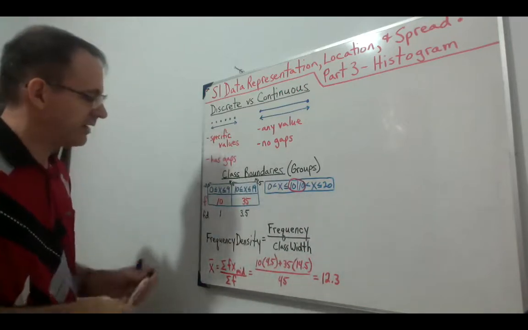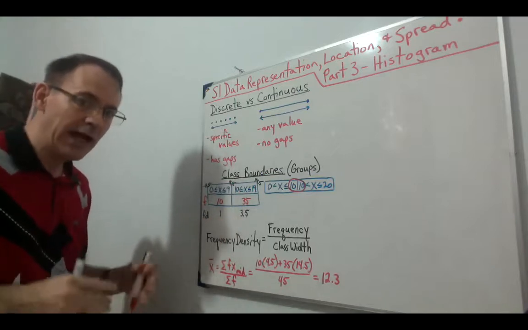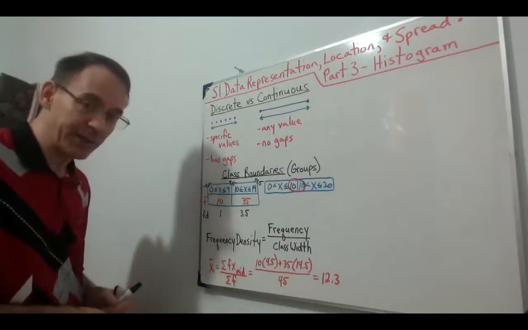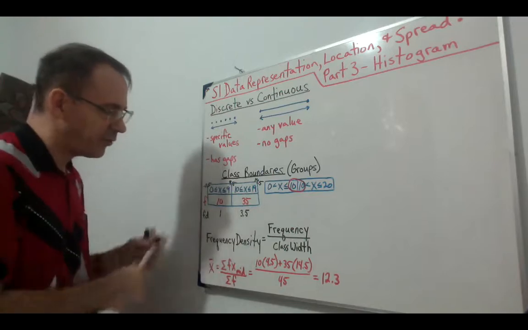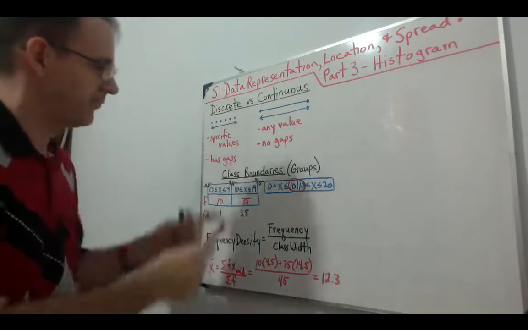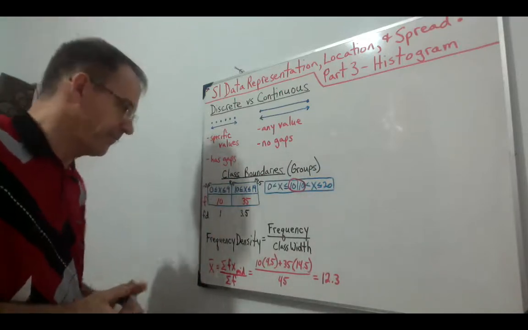Then, as you look at it, you see you have frequency. Frequency tells you how many data points fall within that grouping. So this says there's 10 data points that fall within the 0 to 9, and there's 35 data points that fall within the 10 to 19 grouping.